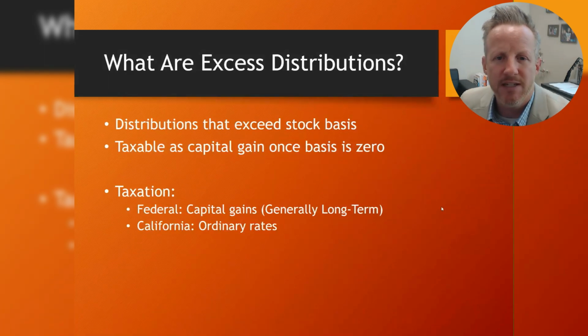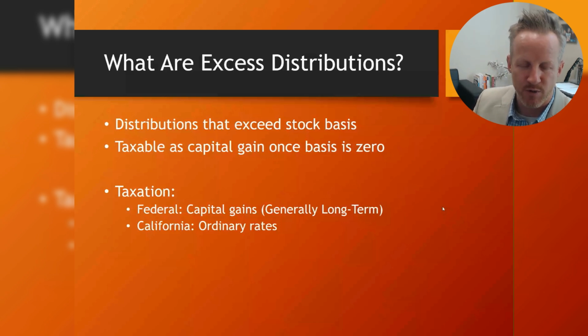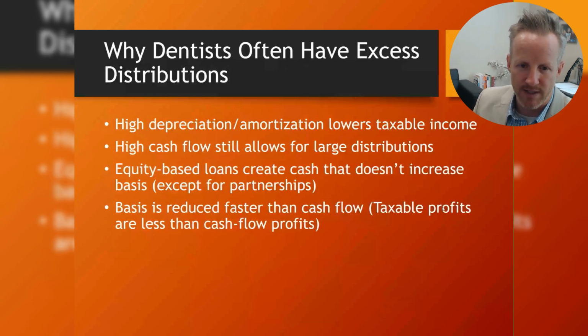Okay, so now we know what excess distributions are and how they relate to that basis. Any distribution above the basis creates these excess distributions, and then they're taxed at these rates. Why do dentists often have this?